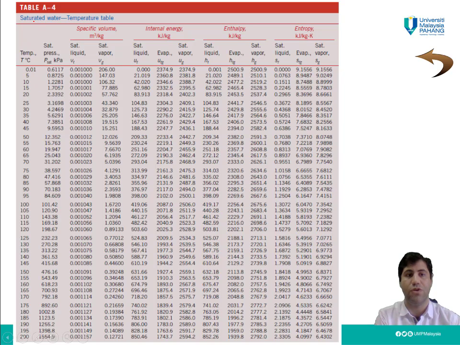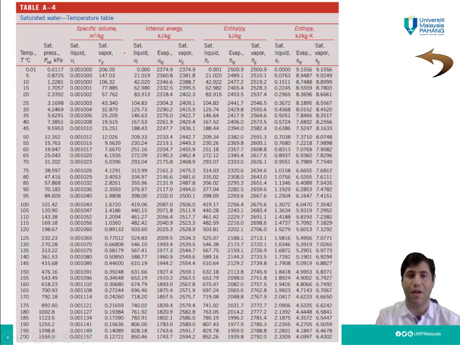Also, if you notice here, it says saturated water. So to use this table, you need to know the state, or the phase, of the material, and also the substance you are going to use the thermodynamic table for. So this table can be used for saturated water. The state is saturated, and water is the substance this table is for. And it is written temperature table. Why? Because here we have temperature as the basic property for the material.